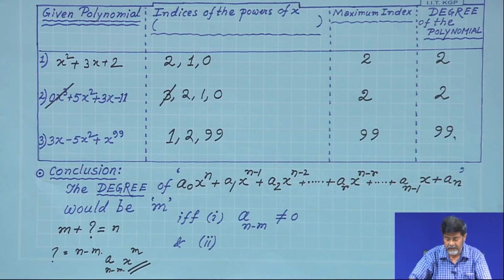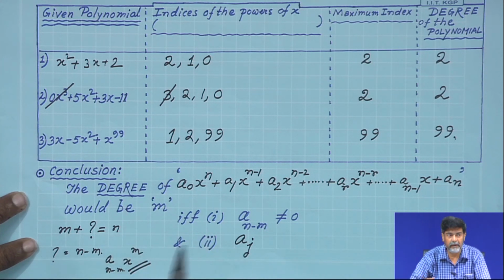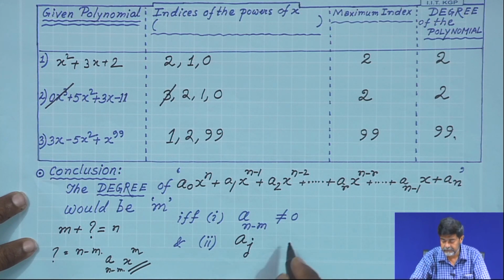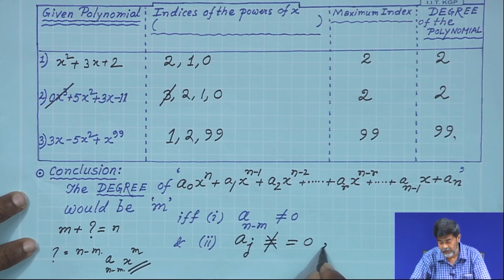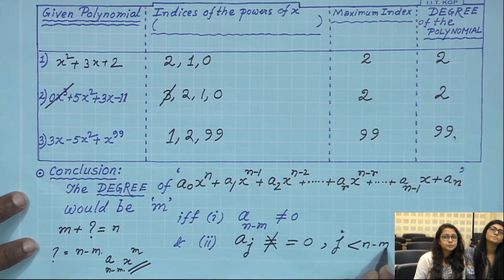If we put the suffix as j arbitrarily, then for the terms which have a power index greater than m, these coefficients would be 0. These coefficients would be 0 for what values of j? Less than n minus m.